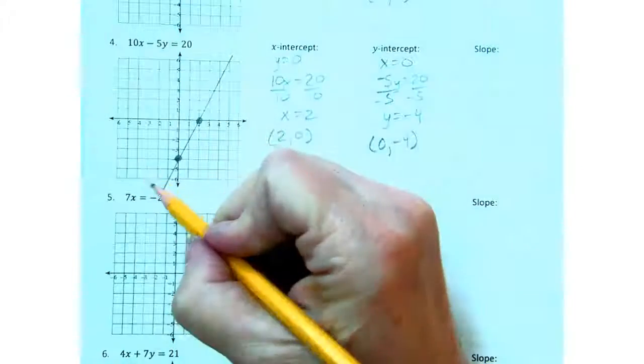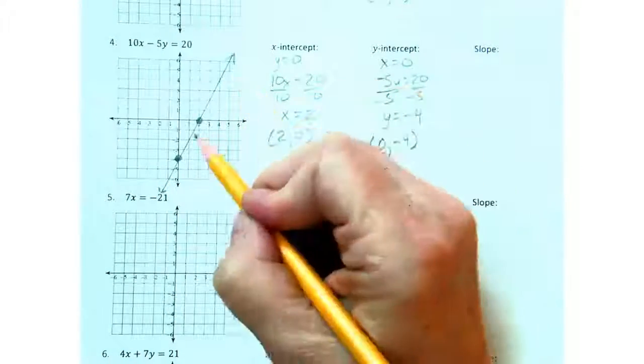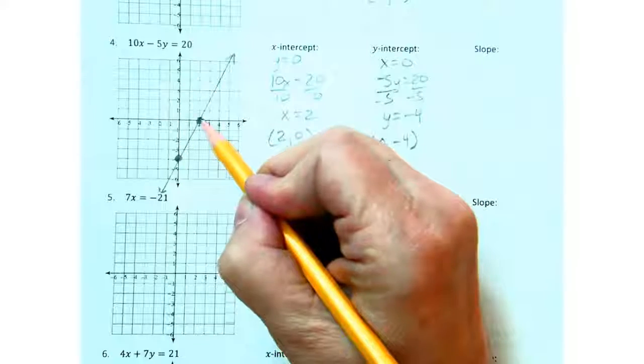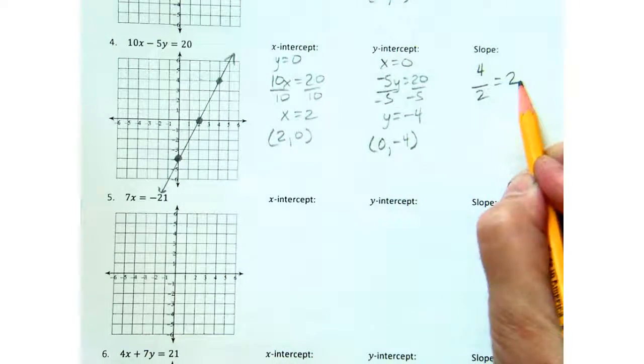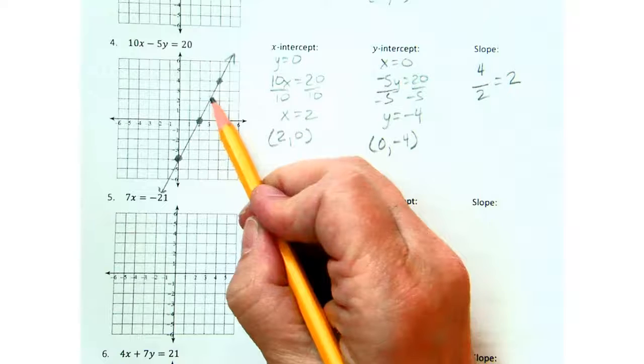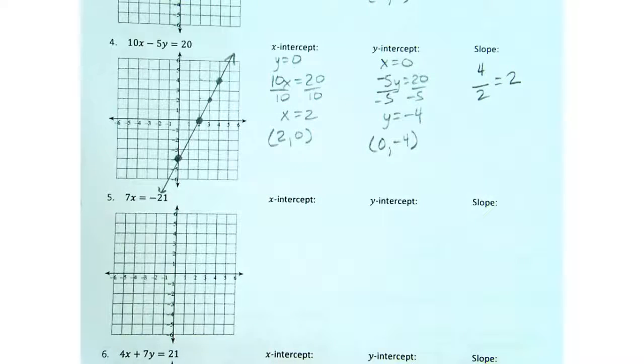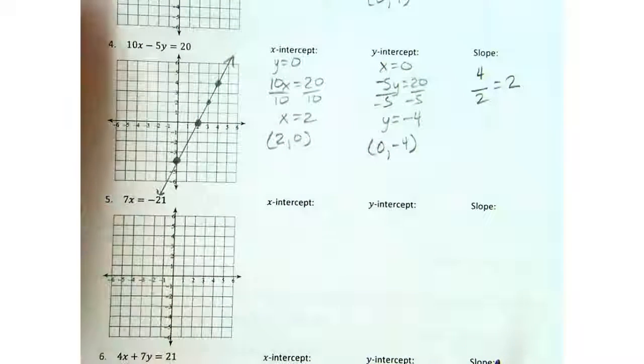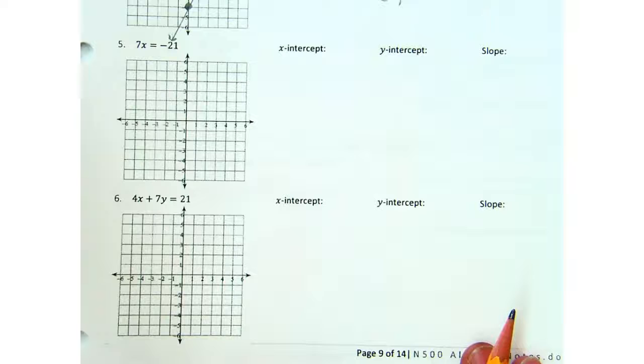Once again, using the 2 points, we can find the slope. This time the slope is 4/2, which simplifies to 2. Following our previous pattern, we would have expected it to be 10 over 5, which does simplify to 2, so our pattern still holds. Example 5 is a special case.